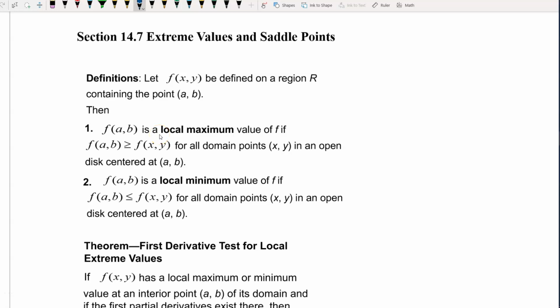Hello everyone, here in this section we have extreme values and saddle points. Definition: let f of x, y be defined on a region R containing the point a, b.